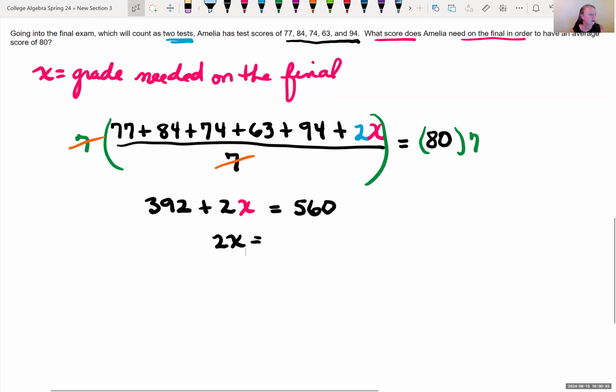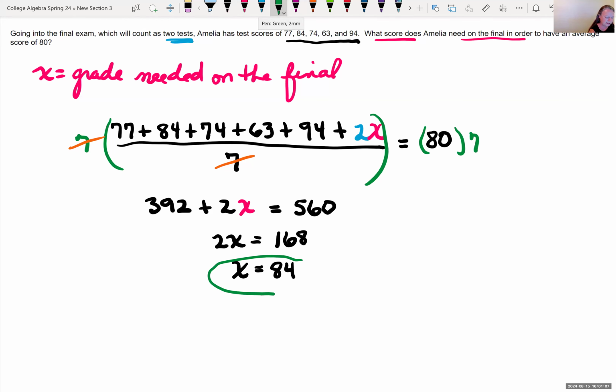Go back up here, use my calculator. 560 minus 392, which gives us 168. So dividing by 2, I see that that is an 84. So in order for Amelia to get a B in the class, she would need to get an 84 on the final.